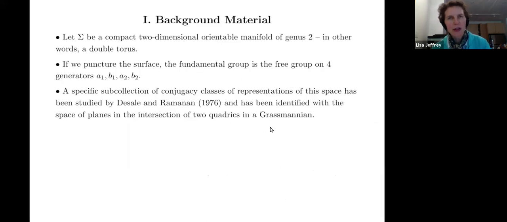This was studied by Desale and Ramanan, and they identified it with the space of planes in the intersection of 2 quadrics in a Grassmannian. So this space has been studied quite a lot.